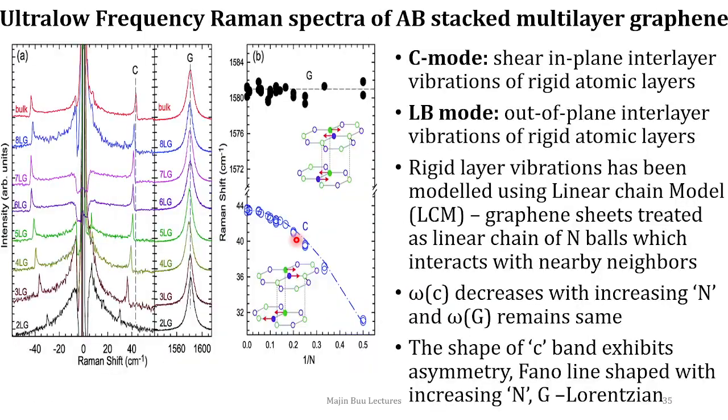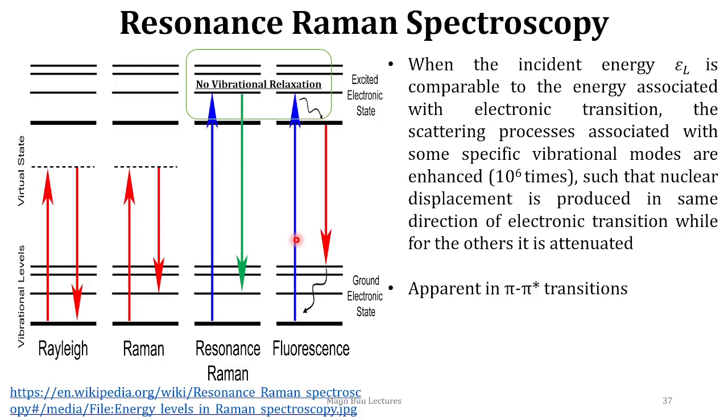For this, they used resonance Raman spectroscopy, wherein what happens is the electromagnetic wave or the incident wave has an energy that is similar to the energy associated with an electronic transition. You're going to have the nuclear displacement along the direction of the electron displacement. The others are attenuated, and only some particular vibrational modes are selectively enhanced, whereas the others are not.